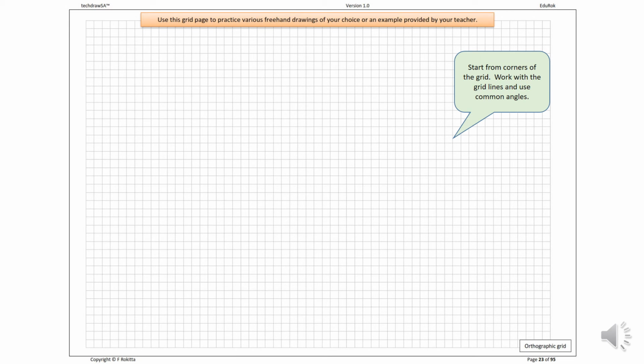This page in the workbook is intended for you to use for practicing your freehand drawing skills. You can draw various kinds of line types or line tones, or any other kind of exercise that you feel might help you improve your skill in freehand drawings. Your teacher could also use this page to draw some examples on the drawing board, and you copy them down onto your paper. Start from the corners of the grid and work with the grid lines and use common angles.